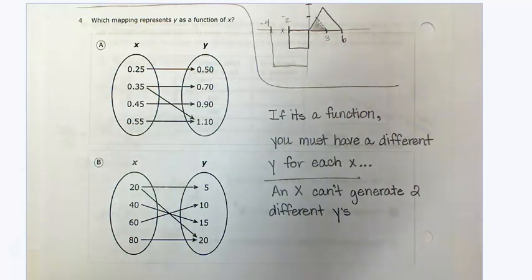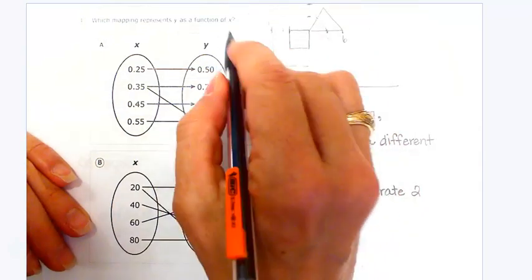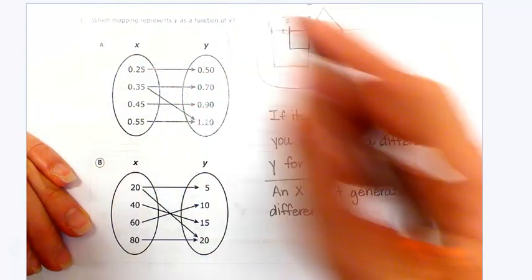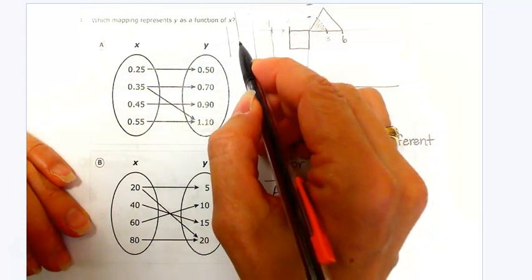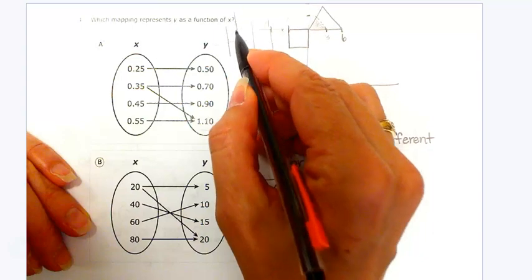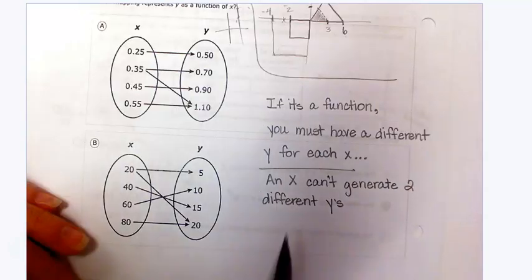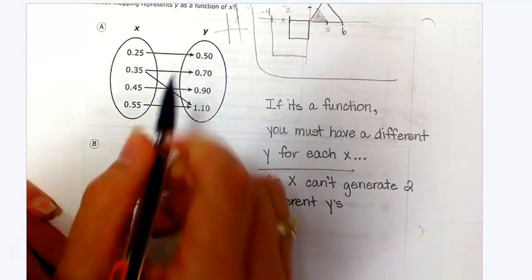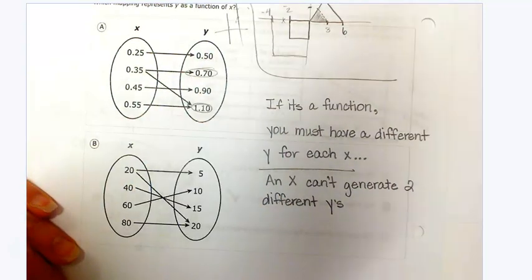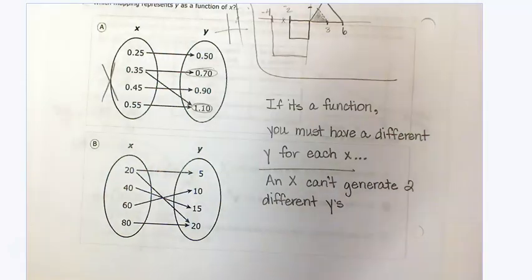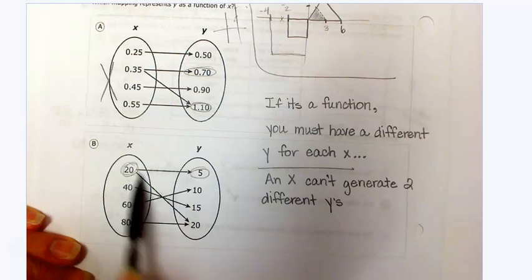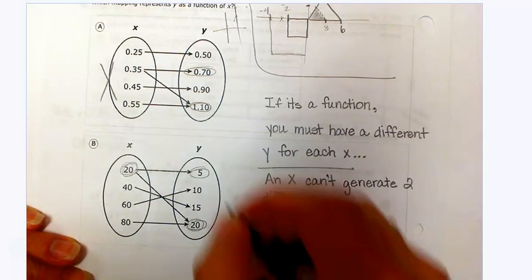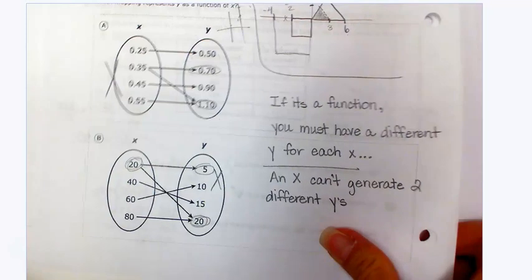All right, number 4 says which mapping represents y as a function of x. Okay, if it's a function, first of all, and you have points or whatever, it's got to pass the vertical line test. In other words, you can't have a single x value with 2 different y values. You can't have y values repeating for the same x. So here's an x that generates 2 different y values. That's not a function. Here, this x generates 2 different y values. That can't happen. Let's look at the other choices.